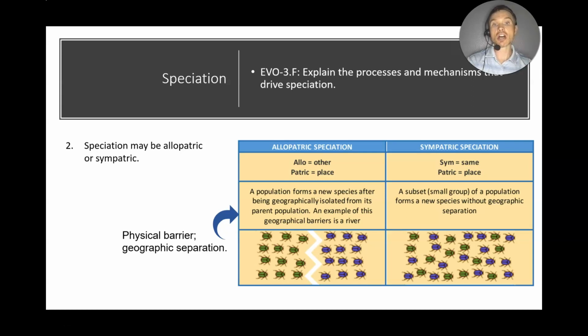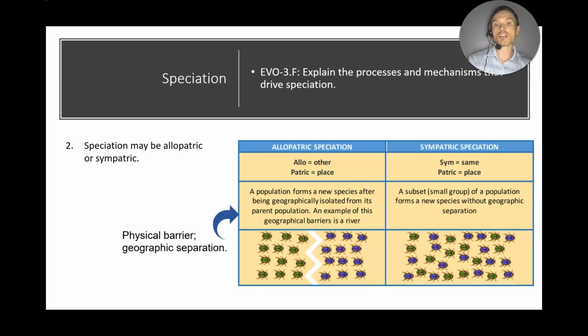Allo means other. So in this situation, a population forms a new species after being geographically isolated from its parent population. An example of this is a geographic barrier such as a river. So imagine that we have a population and some geographical event happens and it causes a river smack down in the middle of the population.